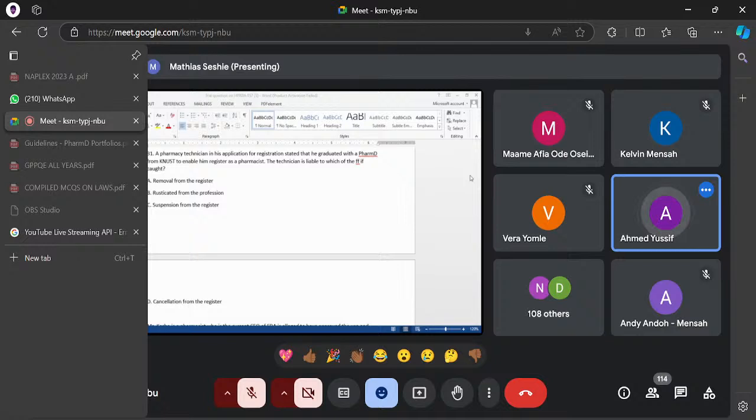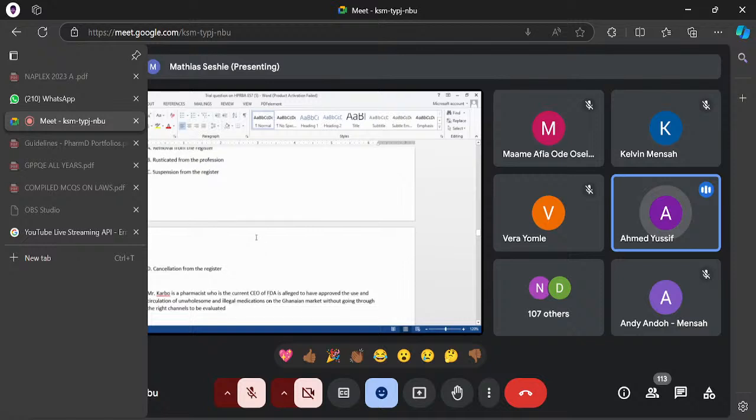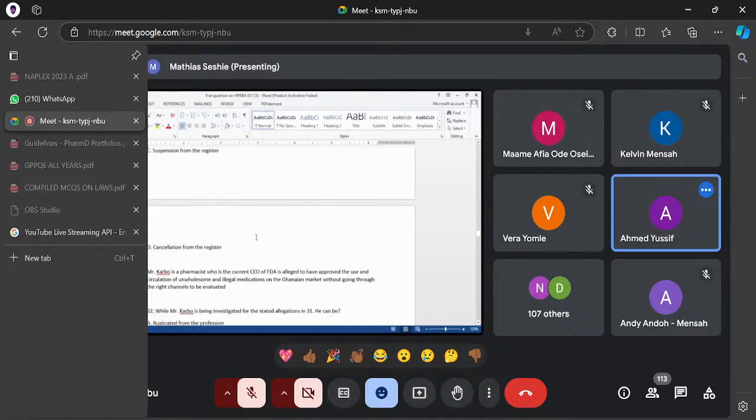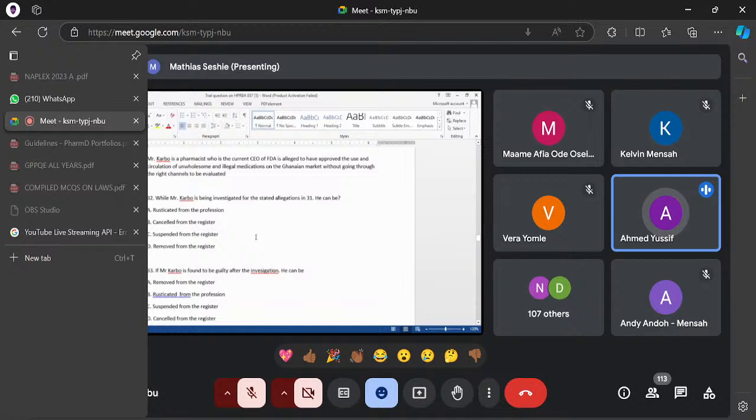Then, if you've made a false declaration in an application for registration, you are not a pharmacist but made a false declaration to help you register as a pharmacist, you can also be suspended. Or if a pharmacist or pharmaceutical support staff has contravened a provision of this part. So these are the requirements for suspension. Once he made a false declaration, he can be suspended from the register.